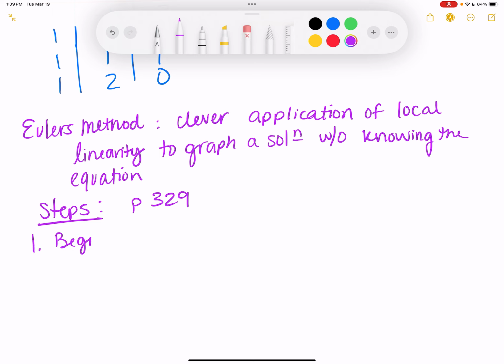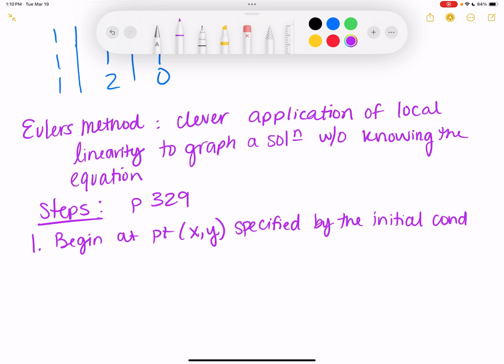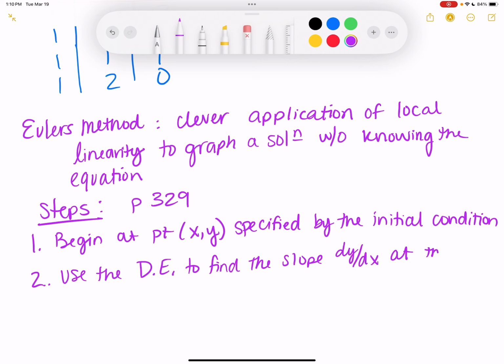Begin at the point x, y specified by the initial condition. That point's going to be on the graph, just so you know. I'm not going to write that, though. Use the differential equation, I'm abbreviating that D, to find the slope dy/dx at the point.